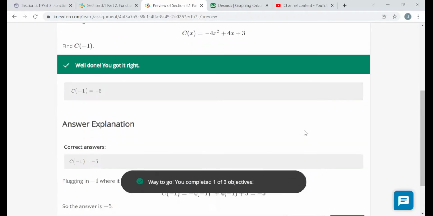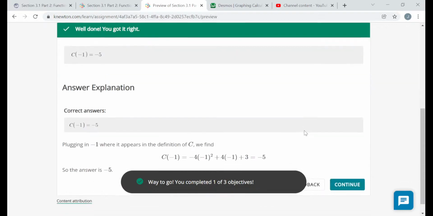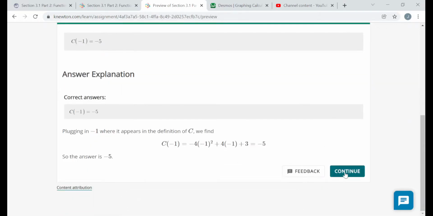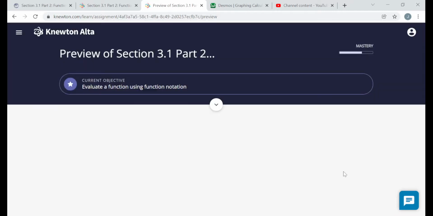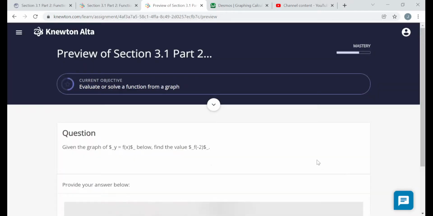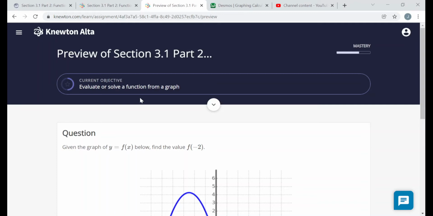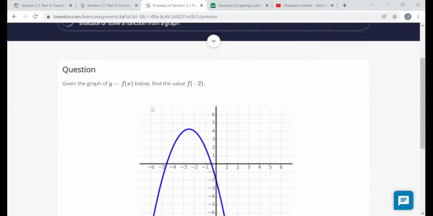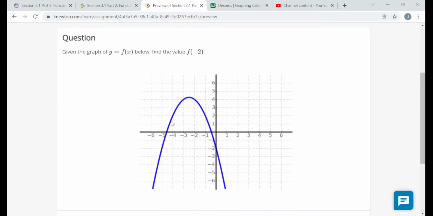Wonderful. So that's it for that objective where you're given an input and find an output. So now let's go back to the one where you're given an output and you have to find, oh no, it's the graphs, sorry. Evaluate or solve a function from a graph. So again, here's a graph of another parabola. It's not always going to be a parabola, but it's a graph of some function. Passes the vertical line test. And what's f of -2?